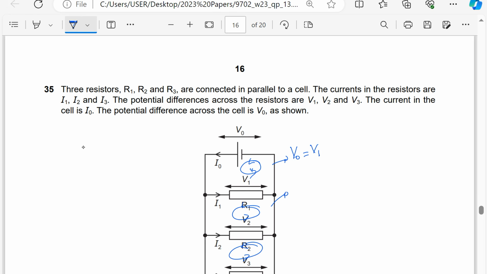Let's apply it here. There's no battery, so the EMF is 0. Then for the PDs, we notice that V1, which is for R1, is in the opposite direction to the loop, so this is going to be negative V1. But V2, the current through the resistor R2, is in the same direction as the loop, so this is positive V2, which means V1 is the same as V2, which is the same as V0.